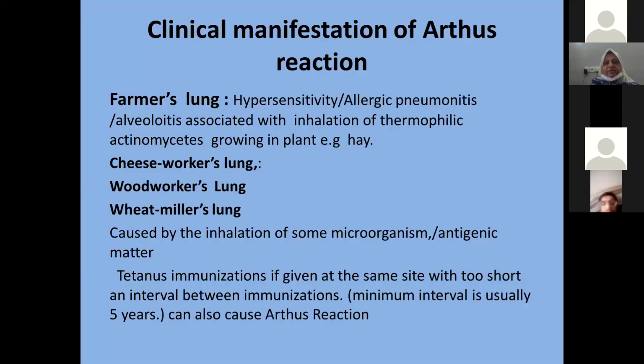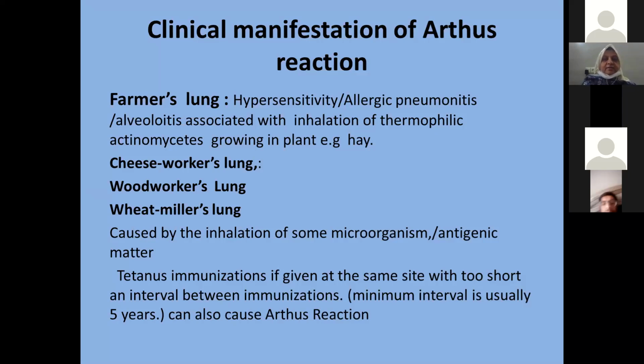What are the clinical manifestations of Arthus reaction? There are certain very interesting terms that are related to certain conditions in the lungs. This is also known as allergic pneumonitis or allergic alveolitis. And this is mostly related to the profession or the exposure of a person to a certain antigen. And we use for them farmer's lung, cheese worker's lung, woodworker's lung, and wheat miller's lung. Why lung? Because the lungs are affected, causing pneumonitis and alveolitis.